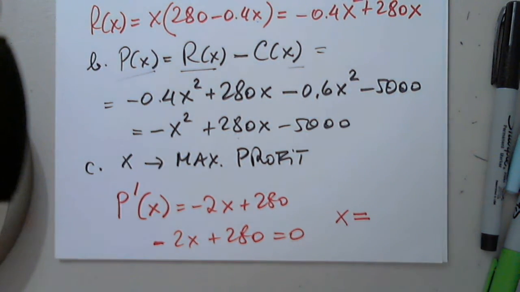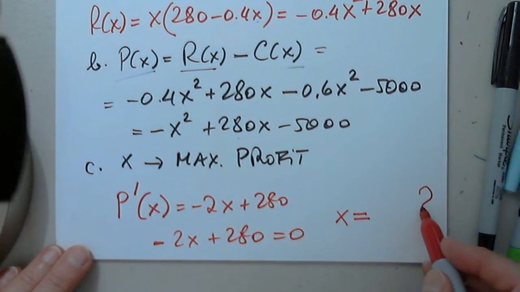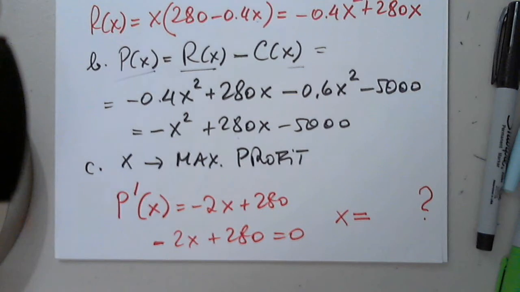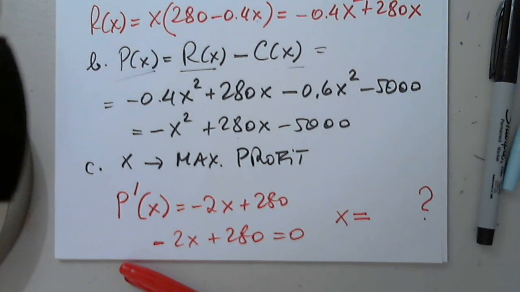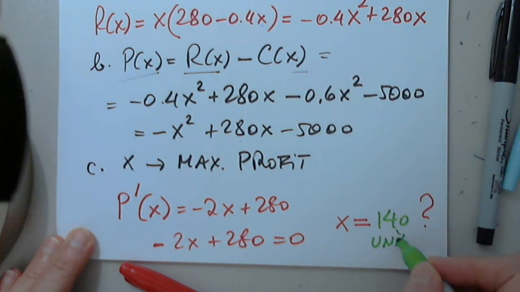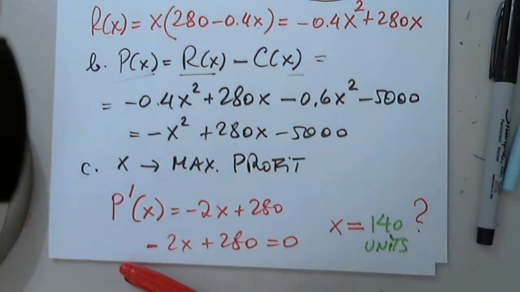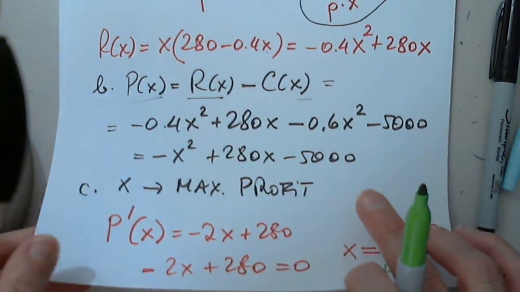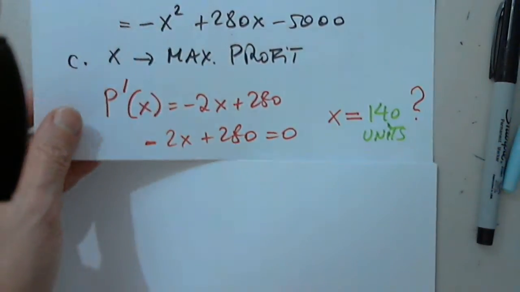How many units? But again, finding the number of units does not guarantee max or min. I have to show that that is indeed going to give a max or a min. So, how much is x? 140. Very good. So this is 140 units. But I don't know what it gives. But this is simple, very simple. It's a linear function, the derivative.